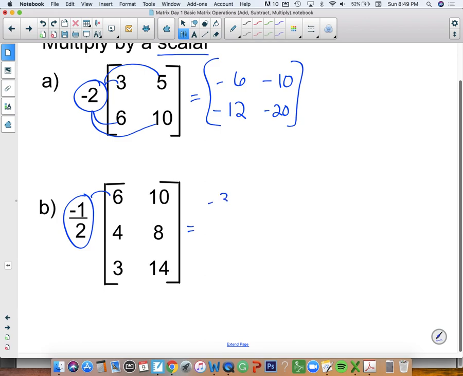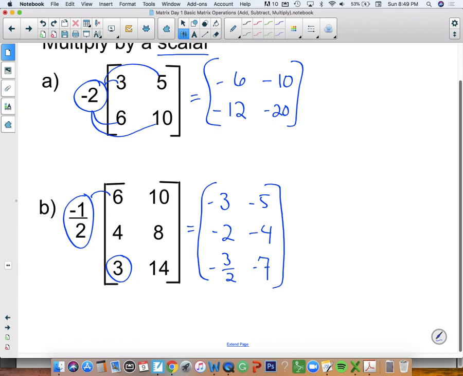So the first one will be a -3, then a -5, a -2, -4, and then here, once we get to that one, it'll be a -3/2, because 3 doesn't cut evenly, and then a -7 for that 14. Okay, put our brackets there, and that's our new matrix. Okay. Not too bad.